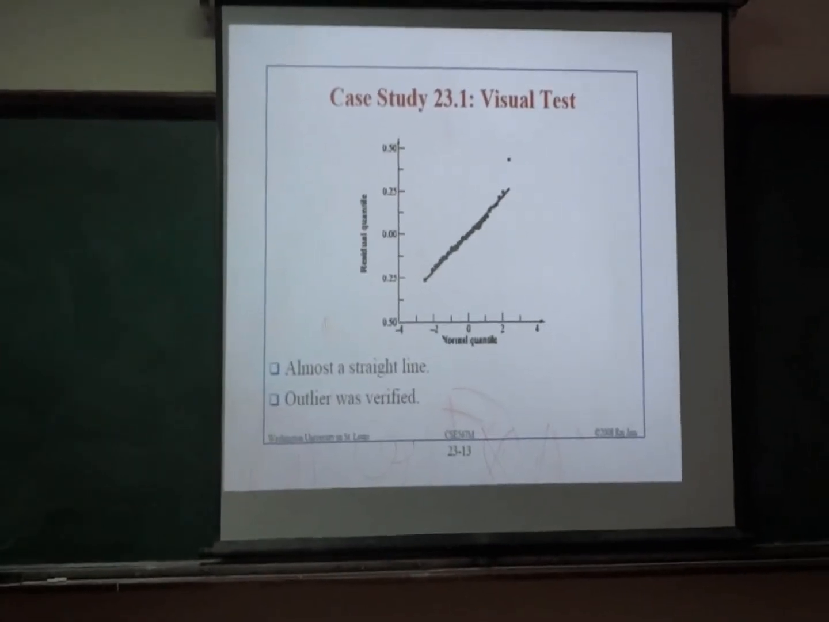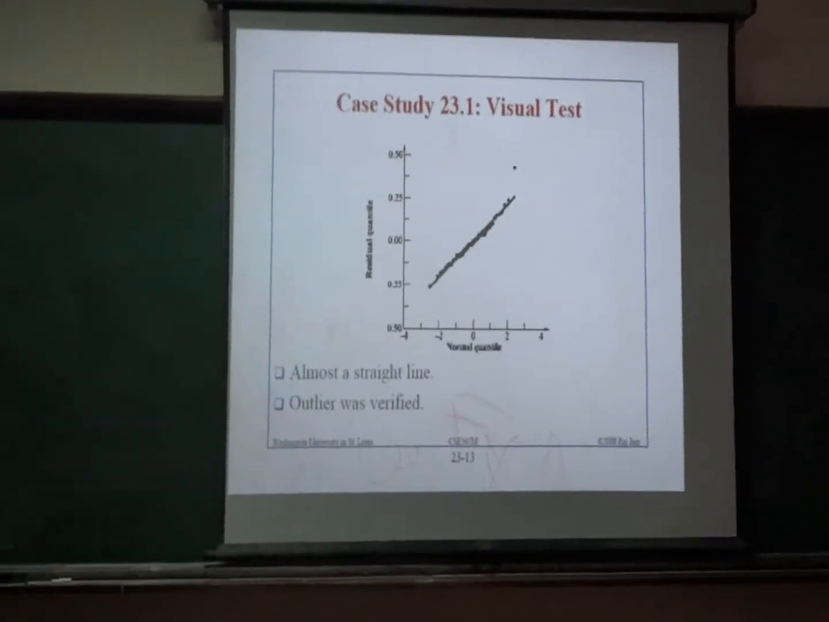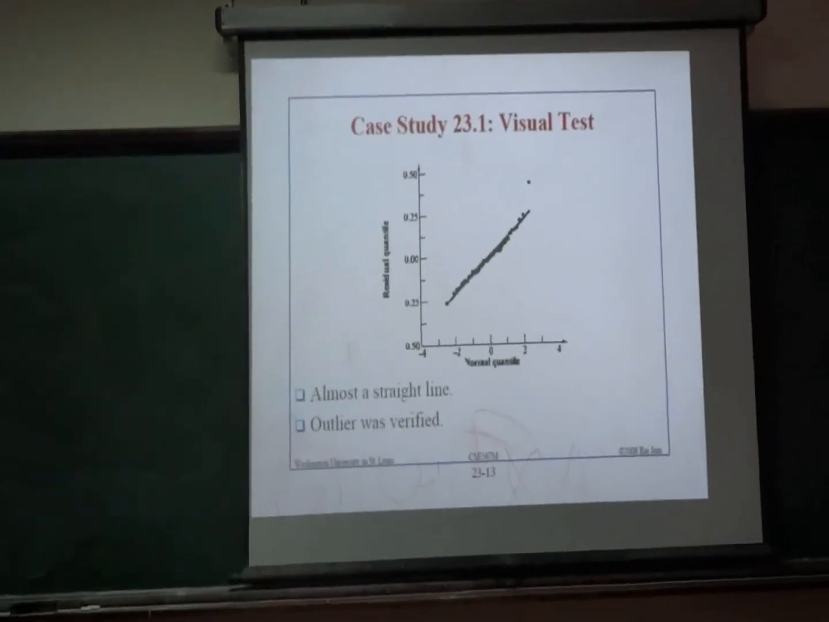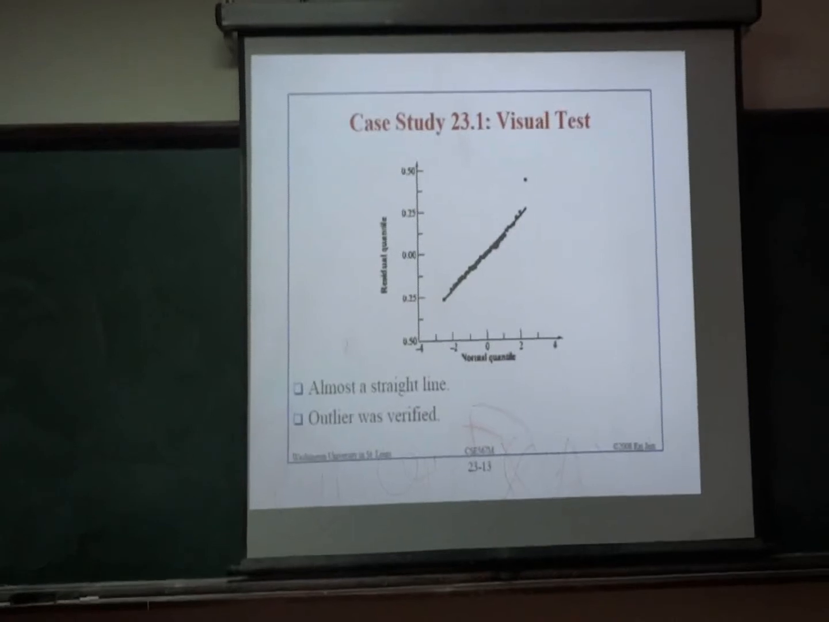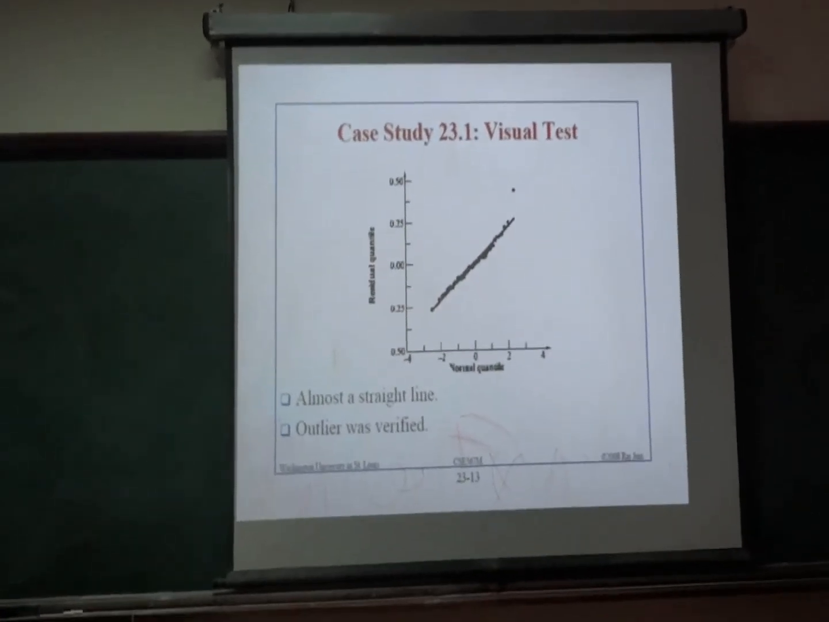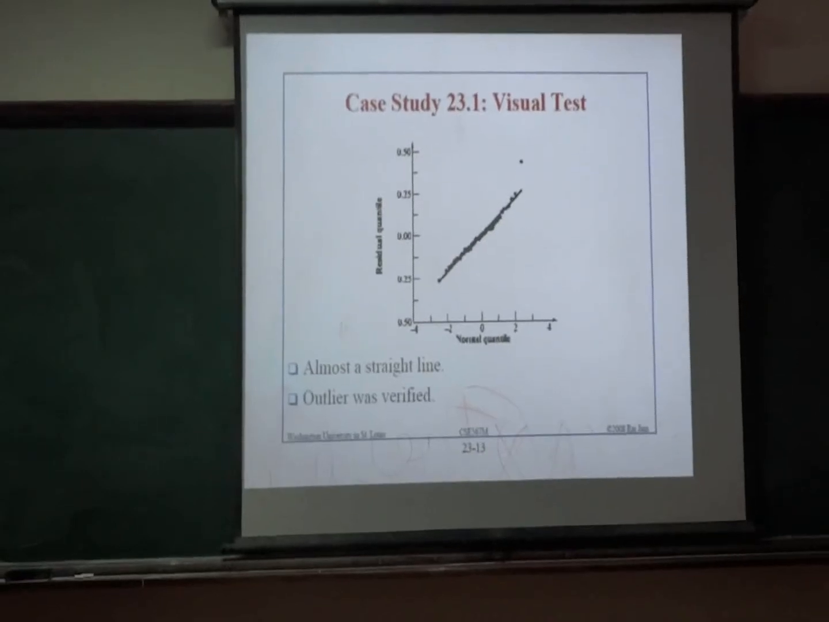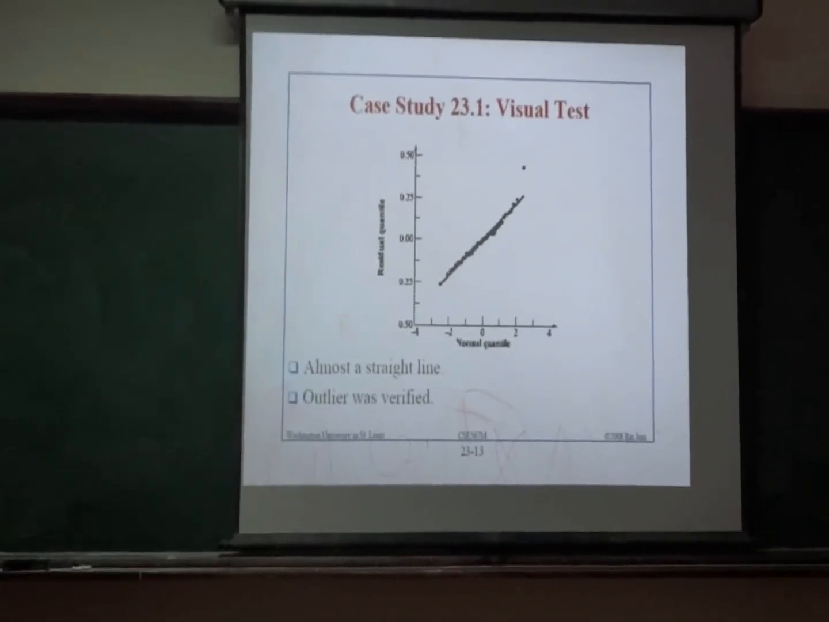The plot is almost a straight line. There is one observation that is significantly away from the line followed by the other points. This experiment was repeated to verify that it was not a mistake.